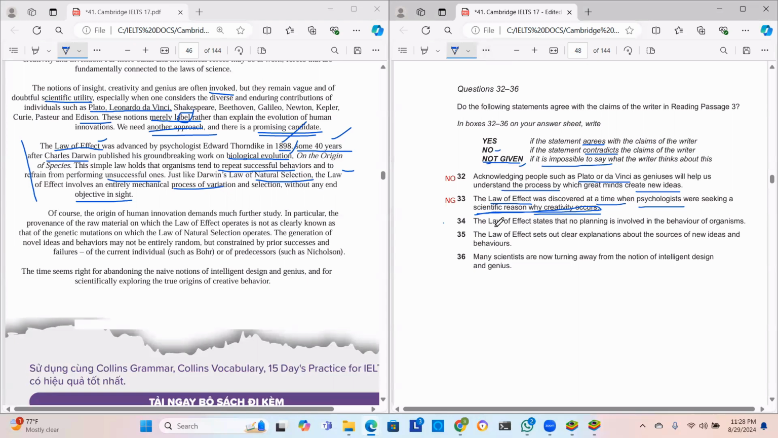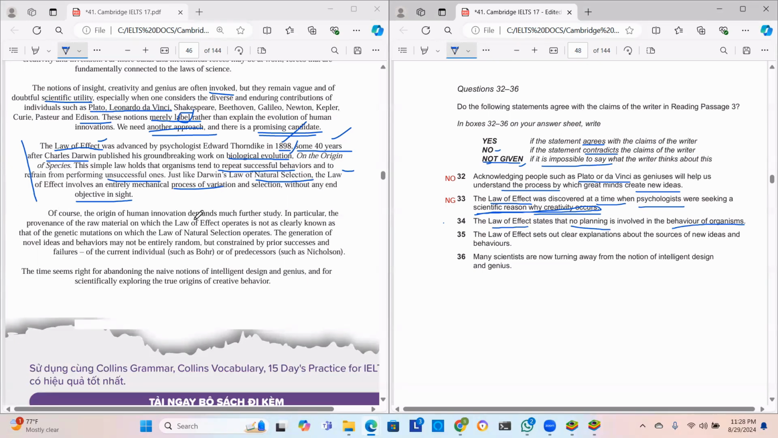Now, what is the next one? The law of effect states that no planning is involved in the behavior of organisms. He says there is no planning. So he's talking about some planning now. So let's read where that is. Let's read the next paragraph.